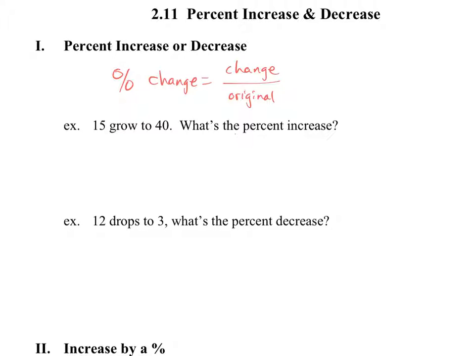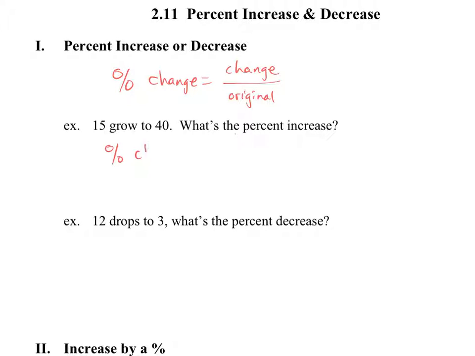My kid was 15 inches tall at birth, totally making this up. Now my kid's 40 inches tall. What's the percent increase? So the change is going to be what? The change is neither 15 nor 40. It's 35. Close. 25. So if I want that change, maybe I should actually show my work.